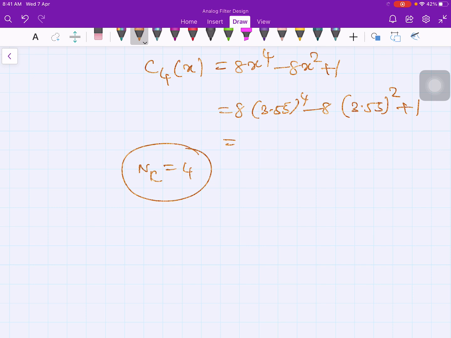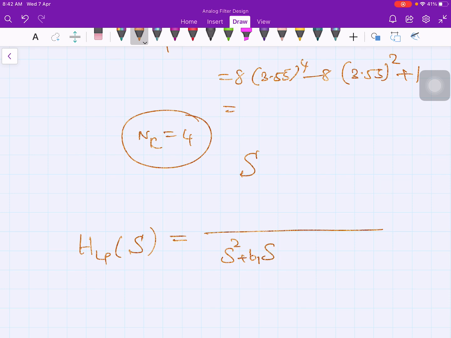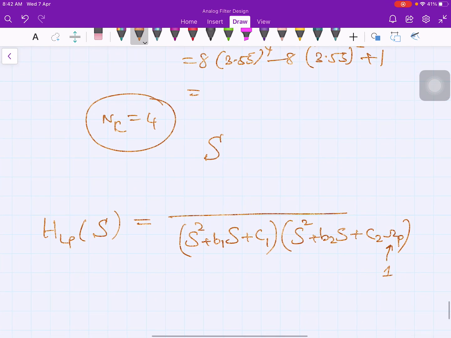Now what is the next step? Next step is to write down the low pass filter transfer function as a function of capital S. So the low pass filter as a function of capital S is equal to a numerator over A squared plus B1 capital S plus C1, multiplied by A squared plus B2 S plus C2. Actually this omega p is now 1 radian per second, that's why I did not write it down here, and here also omega p will come, but anyway no need to write.